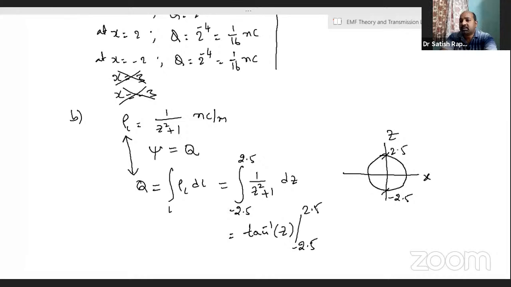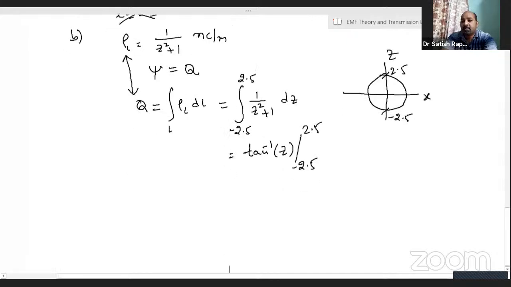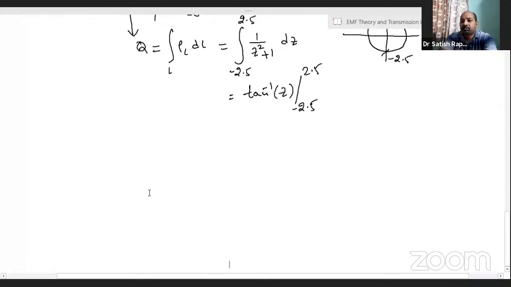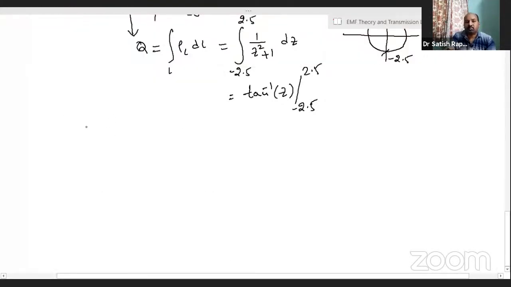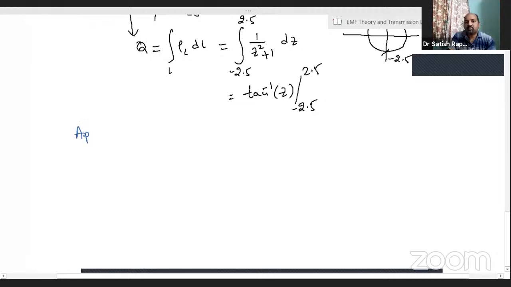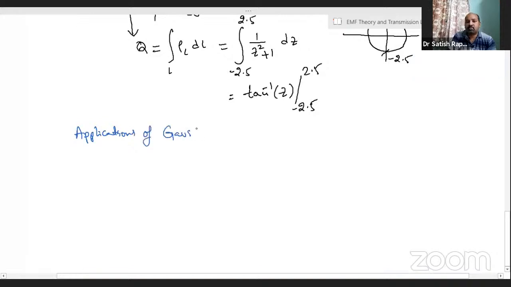Let me give the introduction and then we will close, right? So, applications of Gauss law.